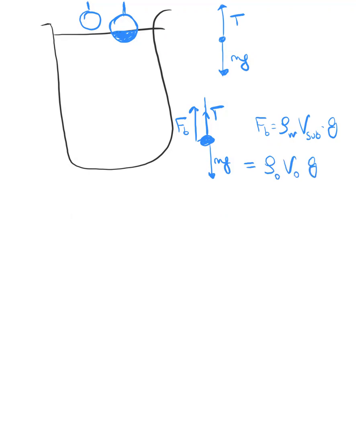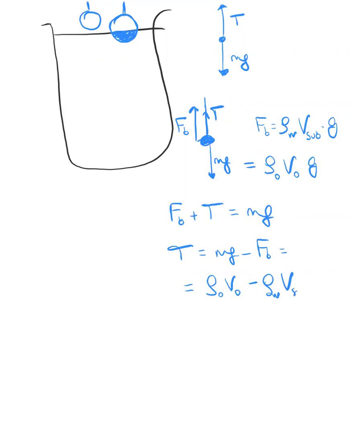Now, in equilibrium, these forces must be balanced. So the buoyant force plus tension must be equal to mg. So tension must be equal to mg minus buoyant force. And if I make these substitutions, I will get density of the object times volume of the object minus density of water times volume submerged, times g, is equal to tension. So there will be less tension in the rope, of course, because the buoyant force partially helps.